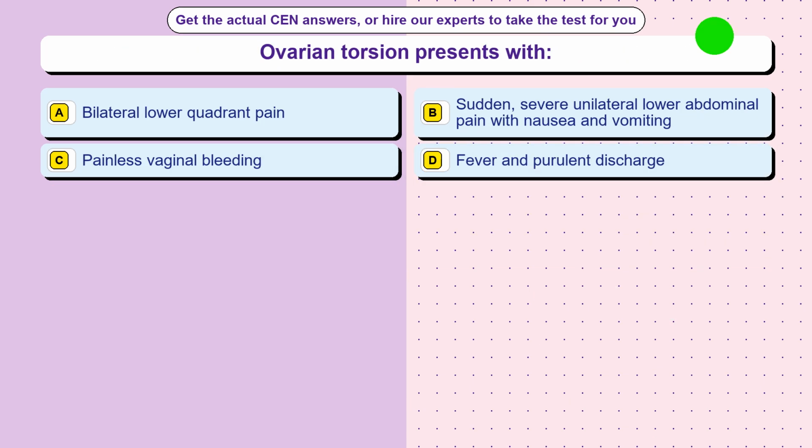Question 78. Ovarian torsion presents with Option A, bilateral lower quadrant pain. Option B, sudden, severe unilateral lower abdominal pain with nausea and vomiting. Option C, painless vaginal bleeding. Option D, fever and purulent discharge.